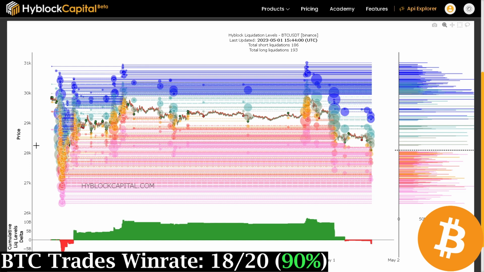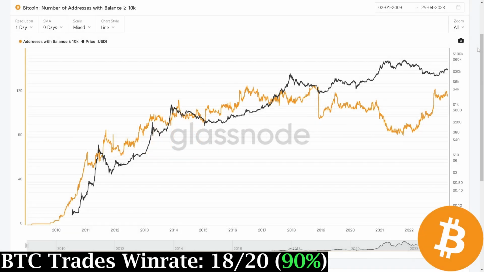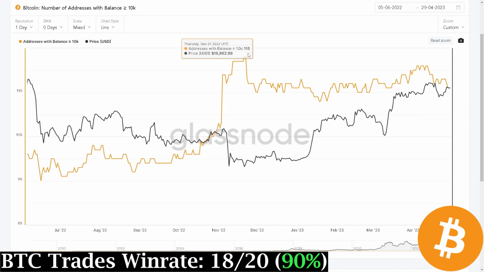The next metric I want to look at is the number of addresses with a balance greater than 10K. You can see that during this last bear market, whales have just been accumulating. And you can see that we do have a recent dumping within the last couple of months. If you zoom in here, you can see the overall trend: as price has been going up, the number of addresses with balances greater than 10K Bitcoin has actually been going down.